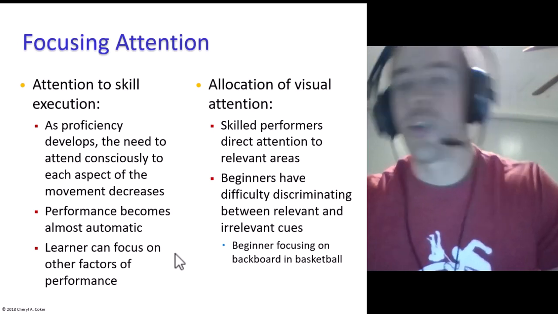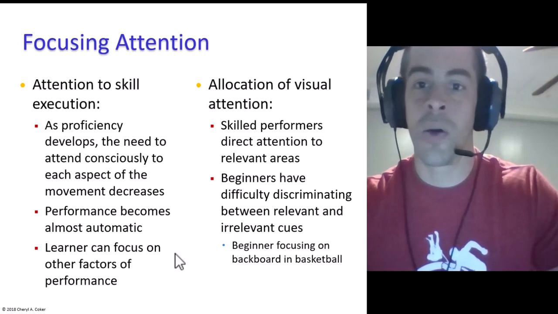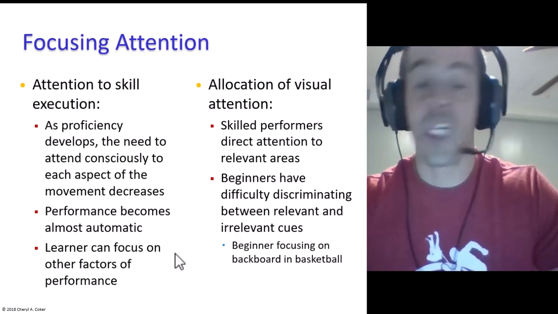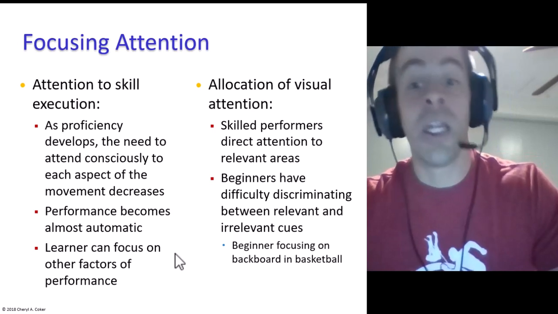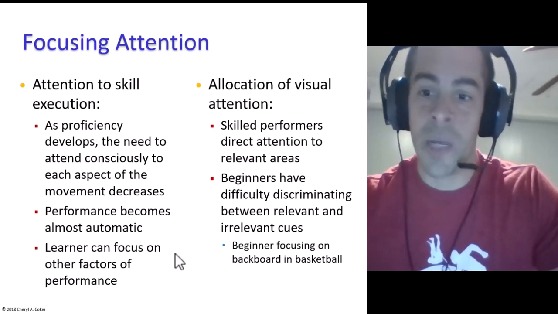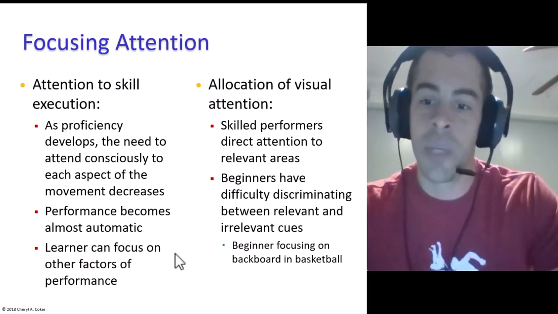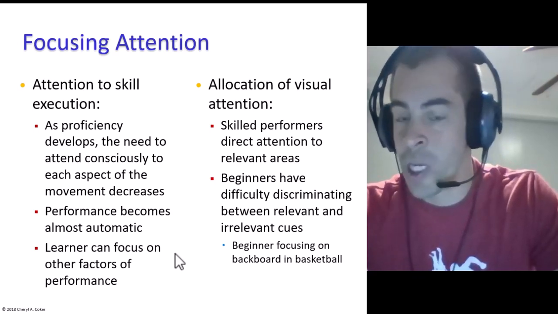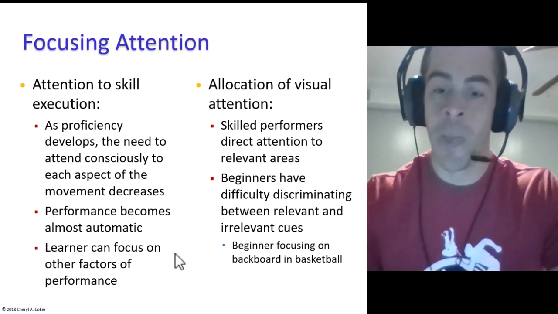Allocation of visual attention, right? So skilled performers can now attend to relevant areas. So with regards to team sports, we can focus on the defenders. Beginners have difficulty discriminating between relevant and irrelevant cues. So think about a beginner focusing on the backboard in basketball, which potentially is inappropriate.